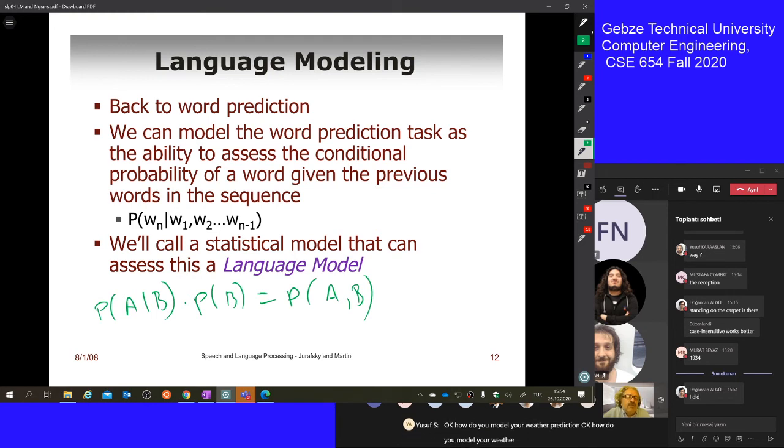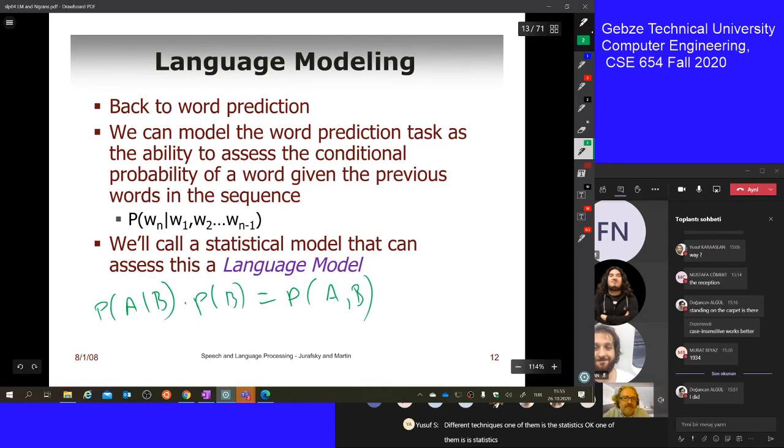How do you know the probability of having rain today, or cloudy weather today, or snow today? That's called weather modeling. And weather modeling could be done using different techniques. One of them is statistics.